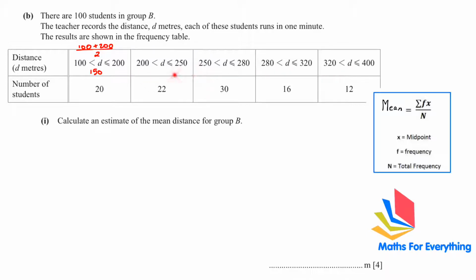We add the two numbers and divide by 2. So I've written the midpoint of all the class widths, and then I'm going to multiply them by the number of students. So 150 multiplied by 20 is 3000, plus 225 multiplied by 22 is 4950. Sorry, the first one is 3000. And 265 multiplied by 30 is 7950. 300 multiplied by 16 is 4800. And 360 multiplied by 12 is 4320. So to find the mean, I'm going to add all these numbers together.